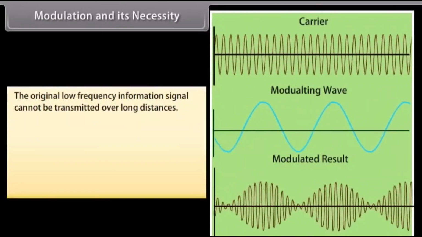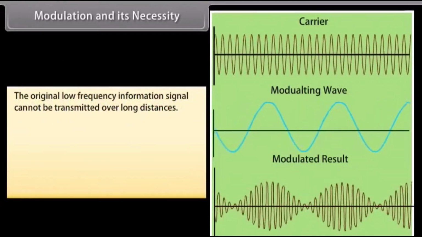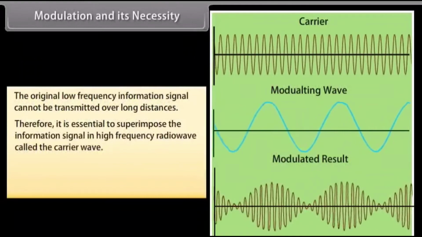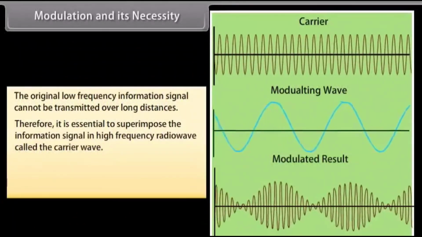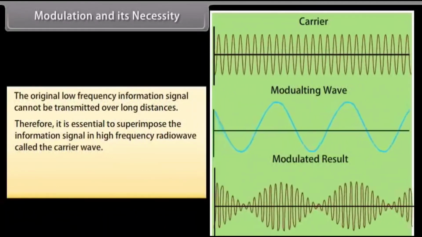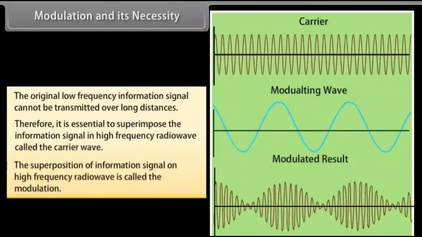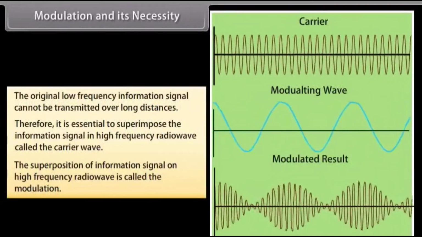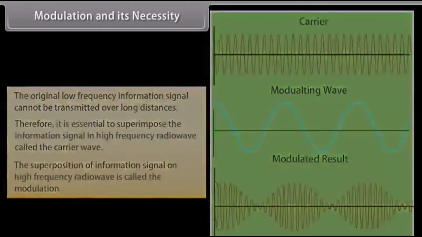Modulation and its necessity. The original low-frequency information signal cannot be transmitted over long distances. Therefore, it is essential to superimpose the information signal on a high-frequency radio wave called the carrier wave. The superposition of information signal on high-frequency radio wave is called modulation.